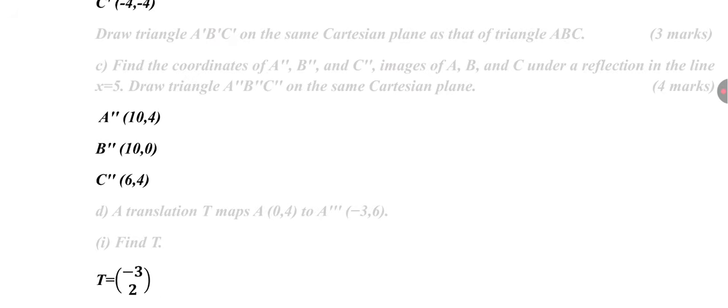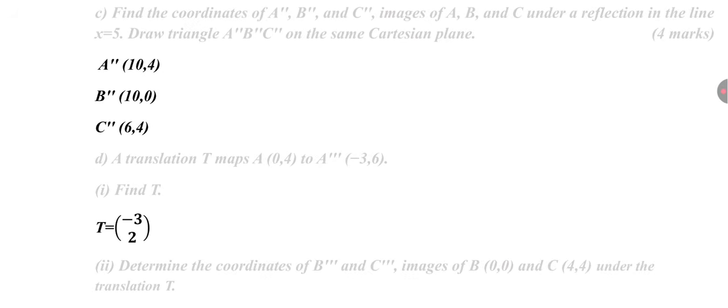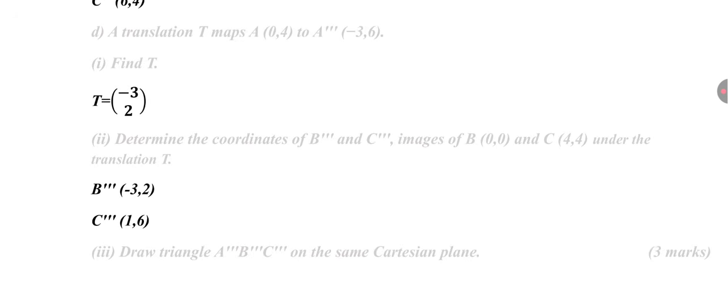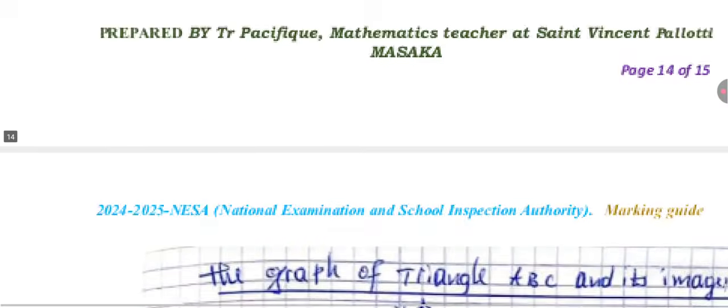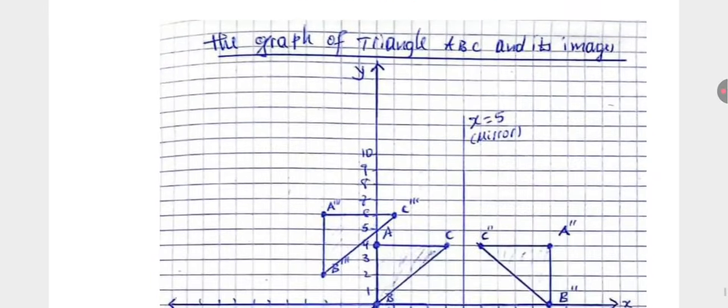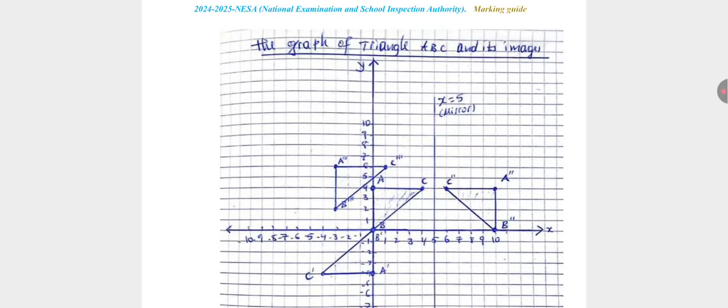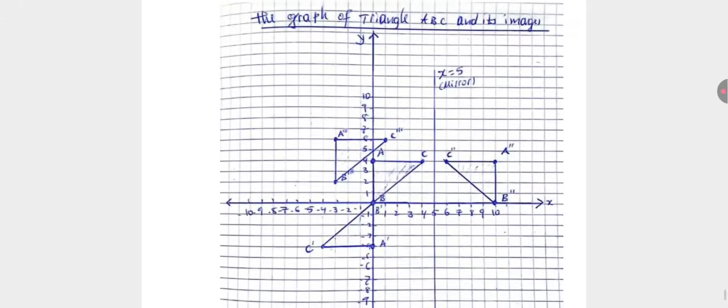There are the points of the image, and then I've been asked a translation T maps A(0,4) to A3 image (minus 3, 6), and find that T. Then you have to find that T, and then determine the coordinates of B triple prime and C triple prime, images of B(0,0) and C(4,4) under the translation T, which is equal to (minus 3, 2). Then after getting those points, you need to draw that figure as well. This is a Cartesian plane with those images under reflection and translation as well.